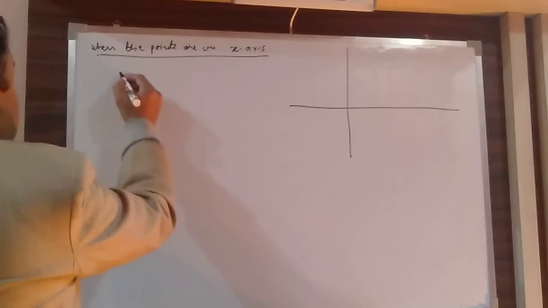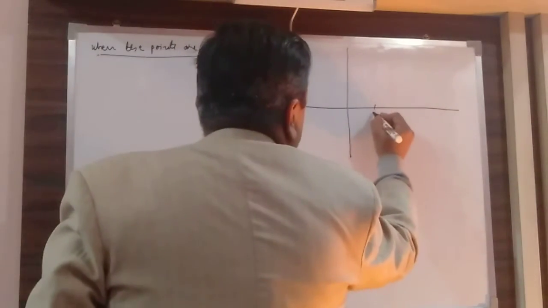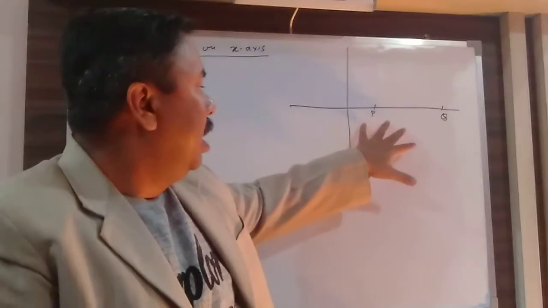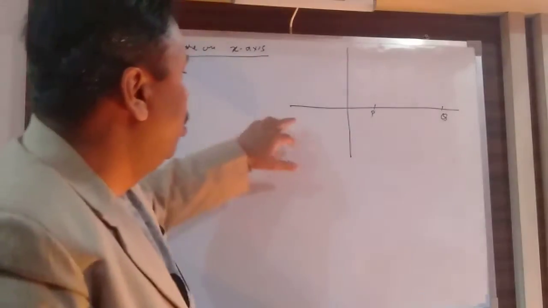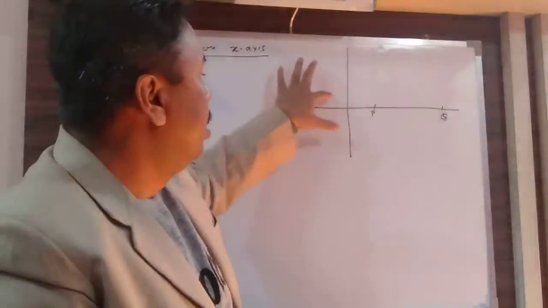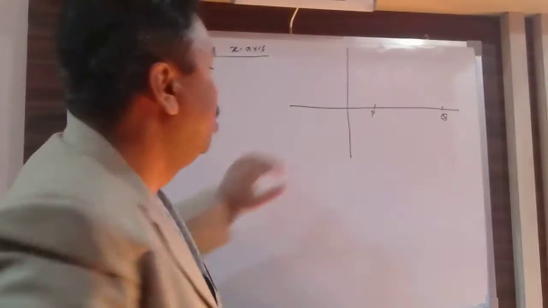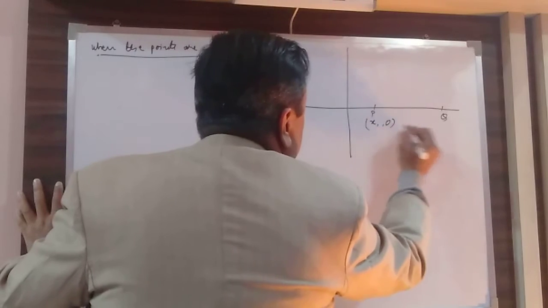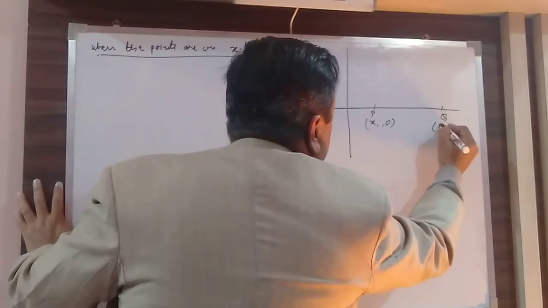So obviously the points will be, if this is point P and this is point Q, obviously for both of them the y coordinate will be 0. So it will be x1, 0 and the other coordinate will be x2, 0.